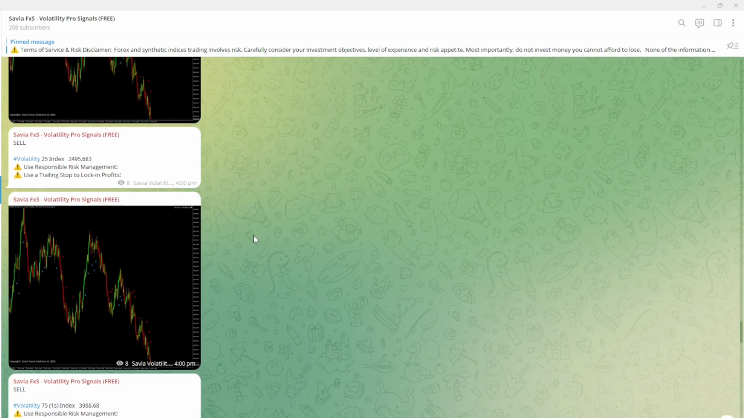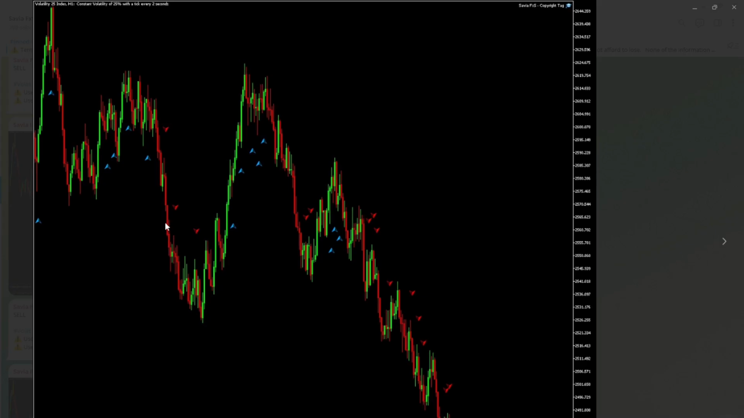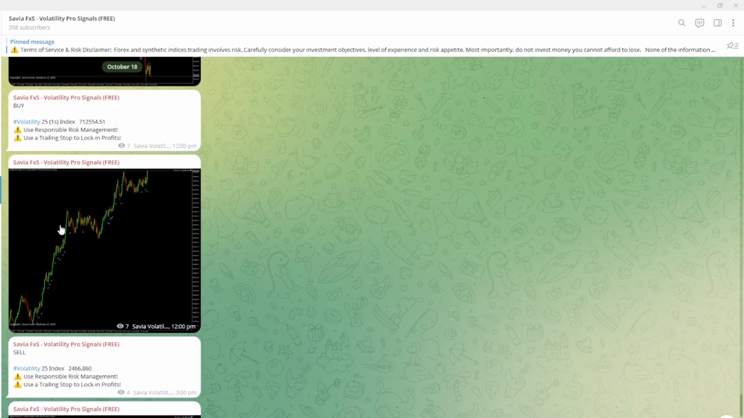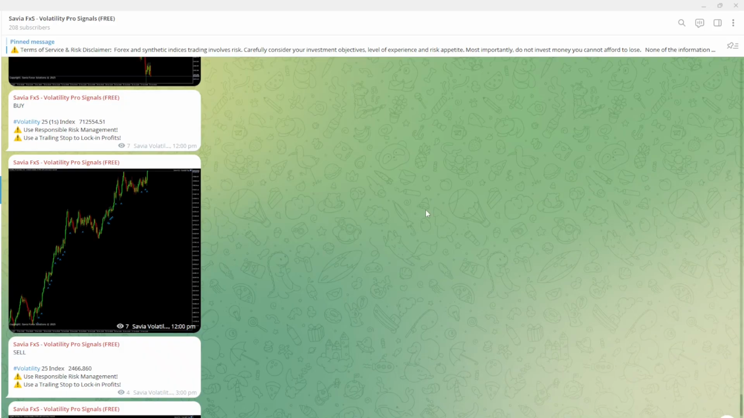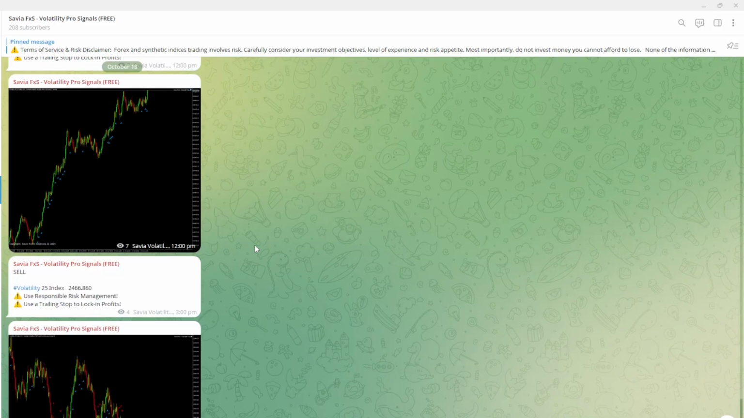Just going through some more signals here to show you the power of our system, and just how dynamic and powerful it is, and the fact that it works on almost any index. Actually, not almost, it works on any index. Volatility 25 1s continuing to rally and run up here, as I had shown you earlier with prior signals as well. Quite interesting and some very powerful stuff here.